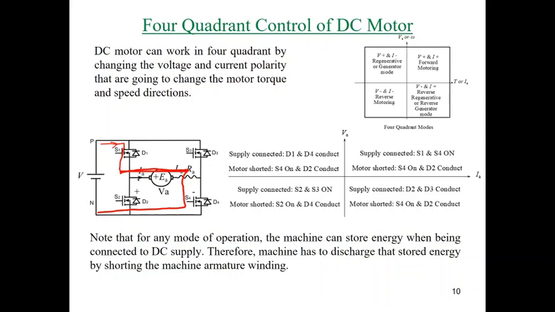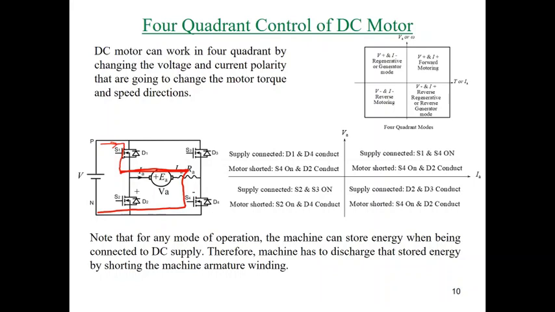Again, for the first mode of the motoring operation, S1 and S4 are on, which means the supply is connected to the machine. And for a period of time, the current is charging. After a while, I need to disconnect the supply in order to control the voltage. So how can we do that? Simply by turning off S1.